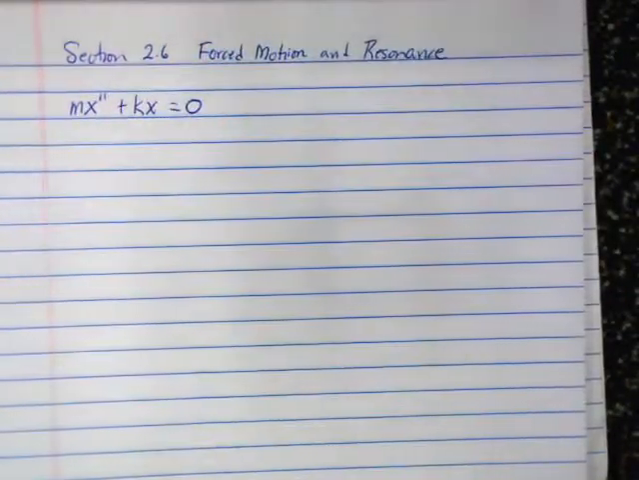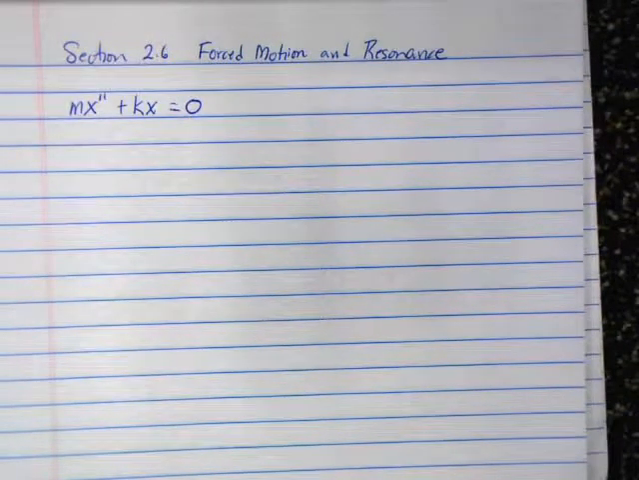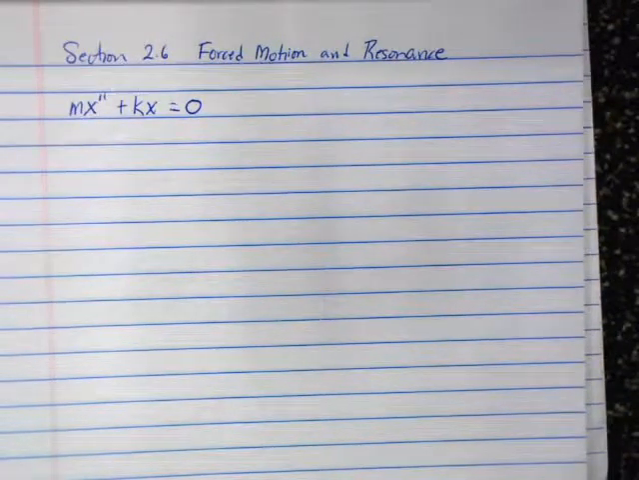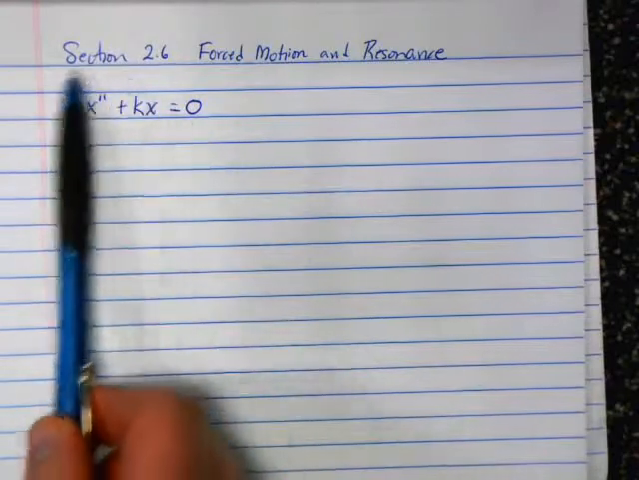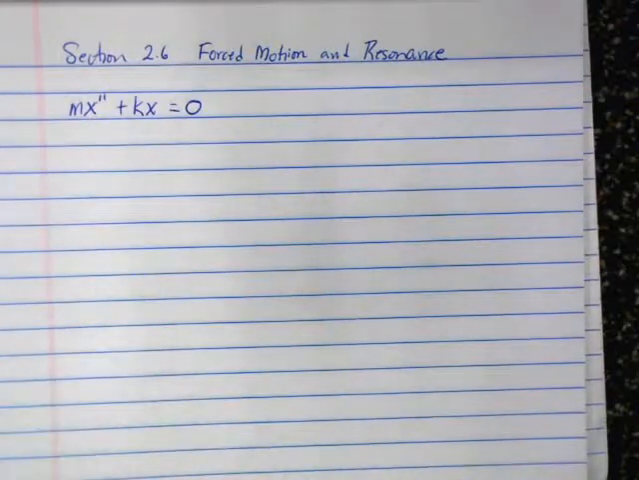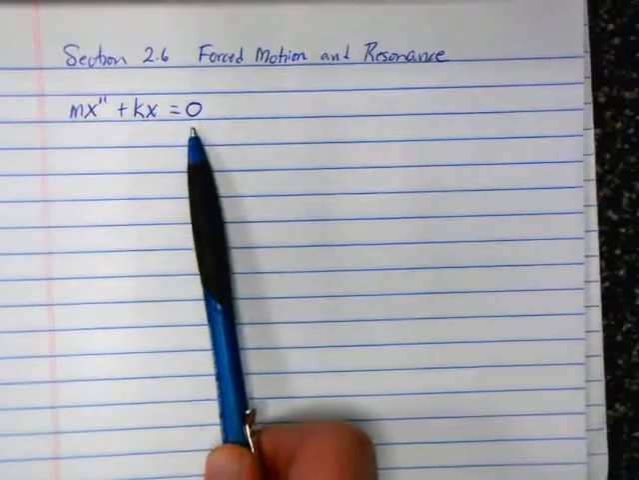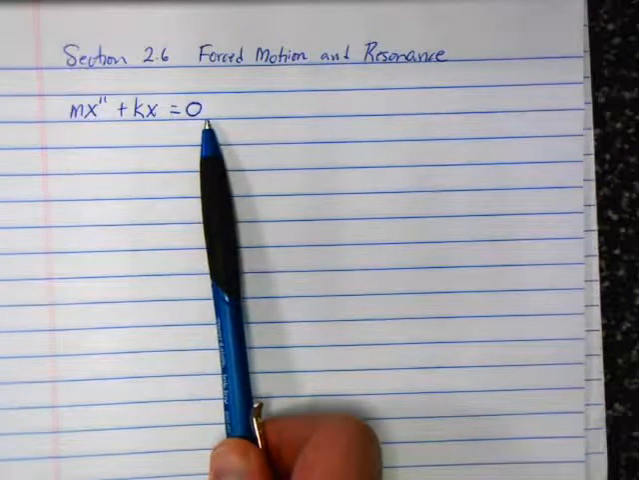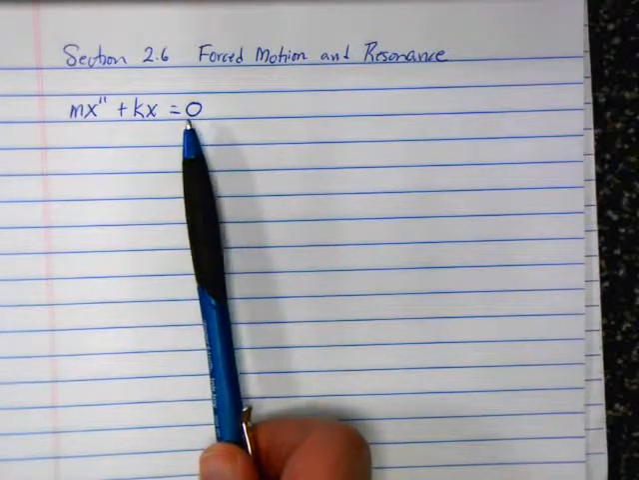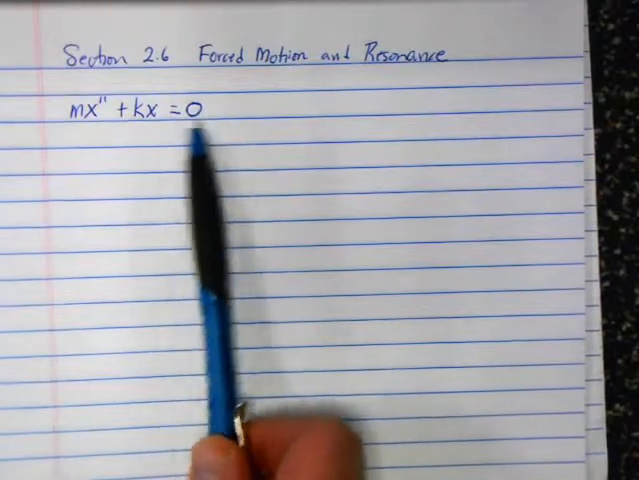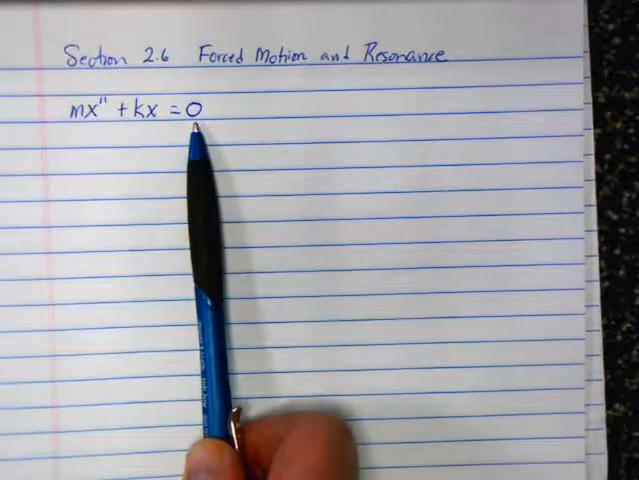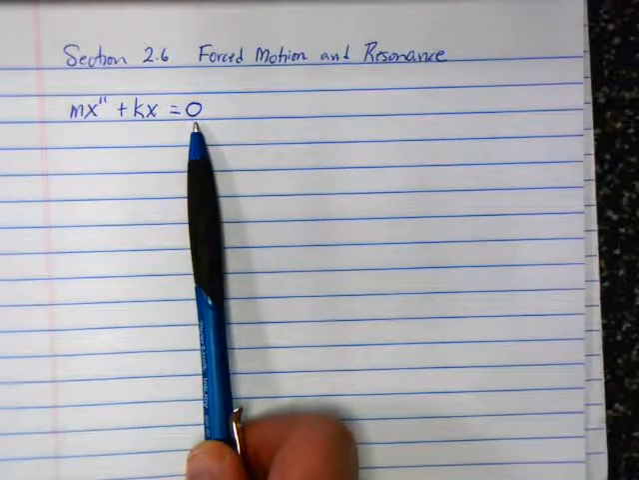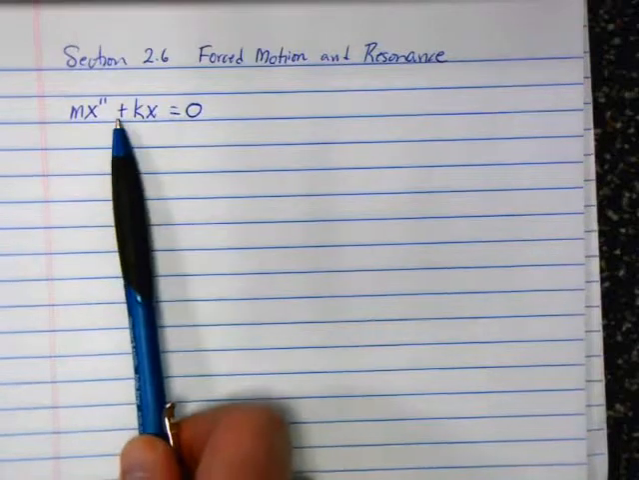we talked about having undamped, unforced motion. So this would be undamped, unforced. Why is it undamped? No, that would be unforced. It's unforced because that's a zero there. If there were a number here or a function here, this would be forced. Why is it undamped? There isn't the third thing in the middle.